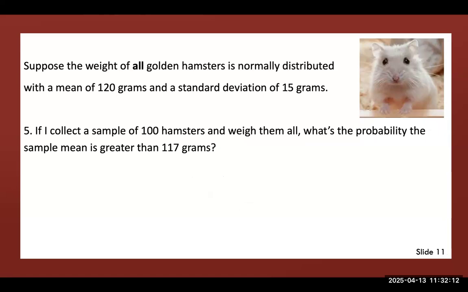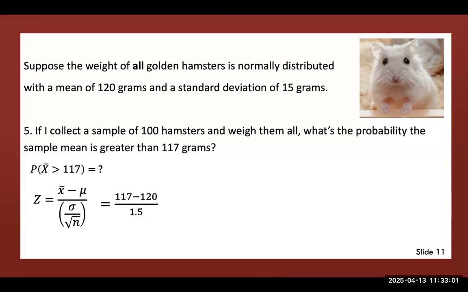Let's try another problem. If I collect a sample of 100 hamsters and weigh them all, what's the probability the sample mean is greater than 117 grams? Well, I'm looking for the probability x bar, not x, but x bar is greater than 117. Let's convert that to a z-score. The z-score is the difference between our statistic and the true mean divided by the standard deviation. So we're going to take x bar, 117, subtract mu, and divide by our standard deviation for this particular normal distribution. And we get -2.